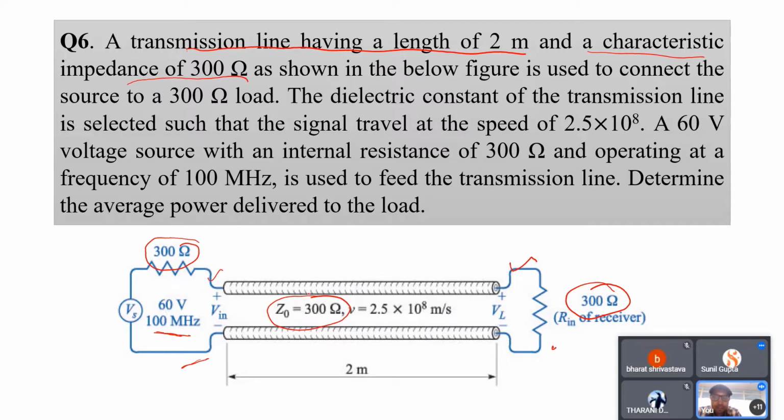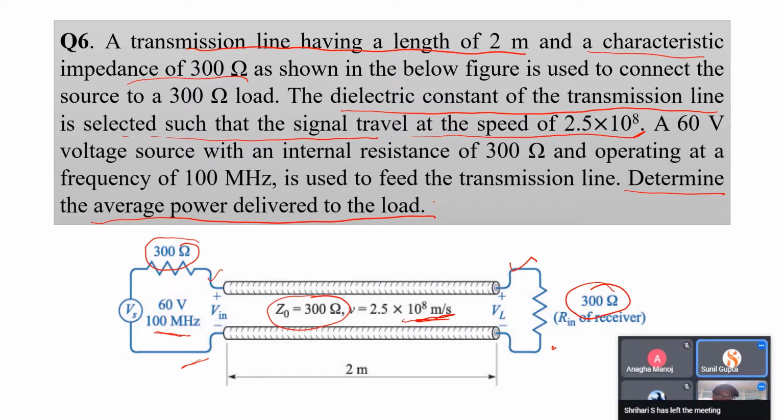Basically, the dielectric constant of this transmission line is selected in such a way that the signal travels at a speed of 2.5 into 10 raised to the power 8. Sorry, the unit has not been given here, but you can consider it as 2.5 into 10 raised to the power 8 meter per second. So you have to determine how much average power is delivered to the load. Any idea how to proceed in this question?